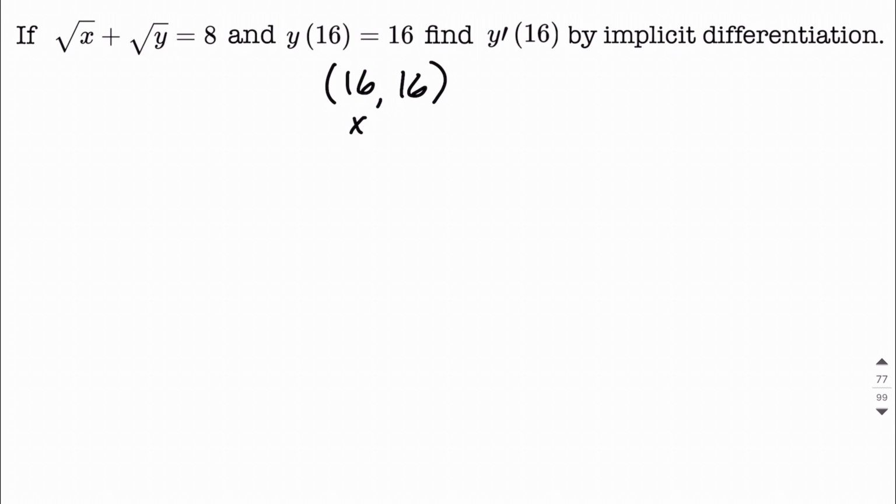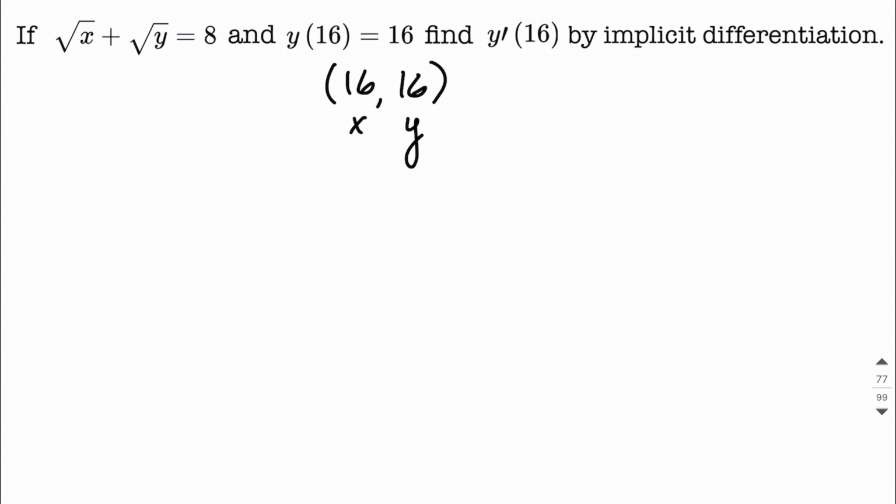So basically we have an x value and a y value given to us that correspond. And that kind of makes sense if you look over at our equation. If you replaced x with 16, square root of 16 is going to be 4. Replace y with 16, square root of 16, again 4. 4 plus 4 makes 8.